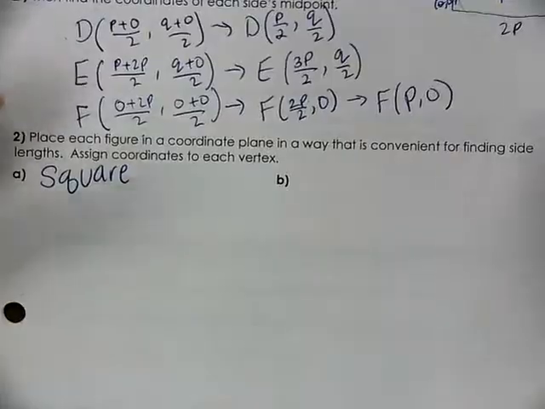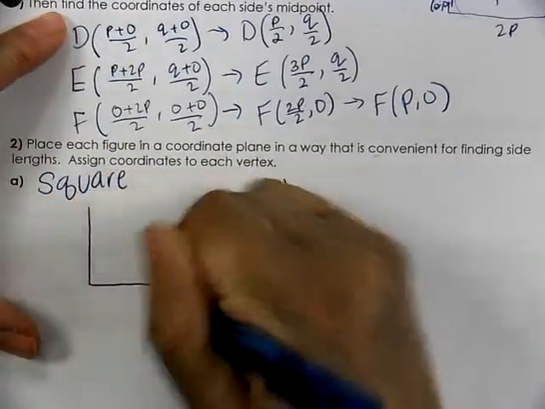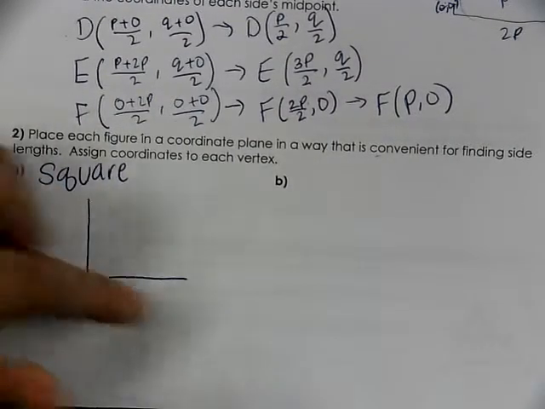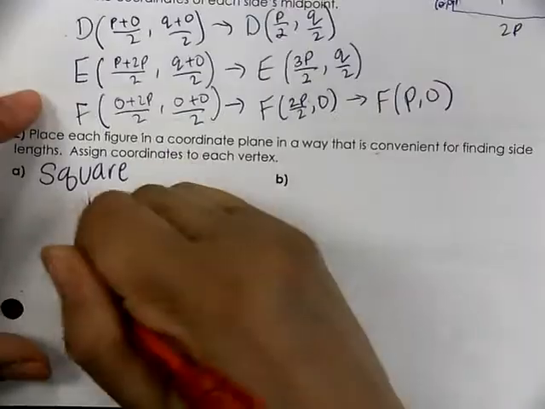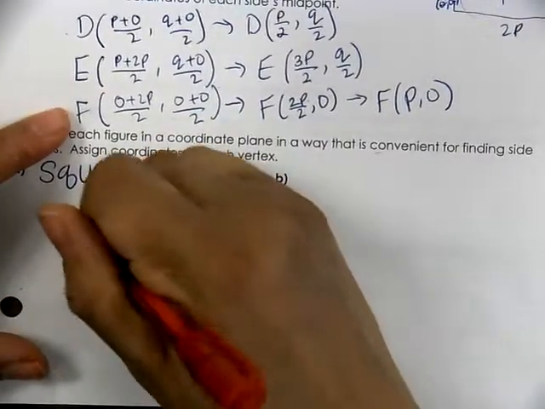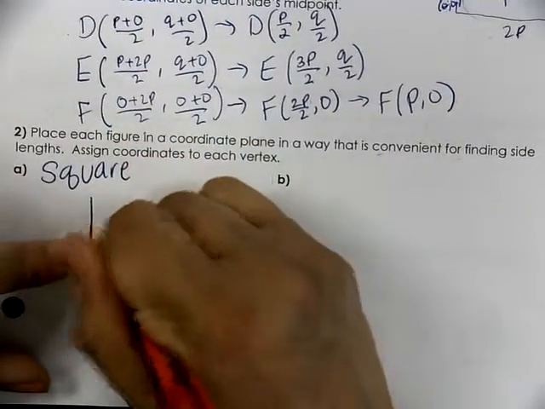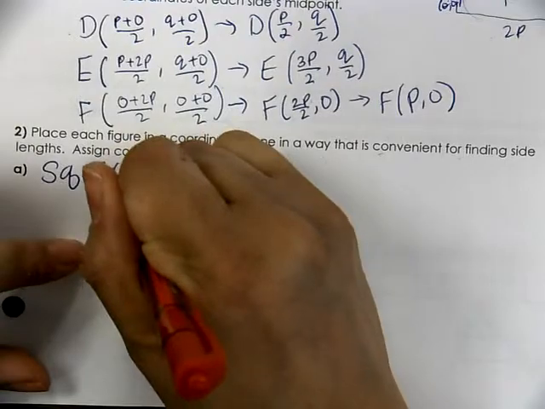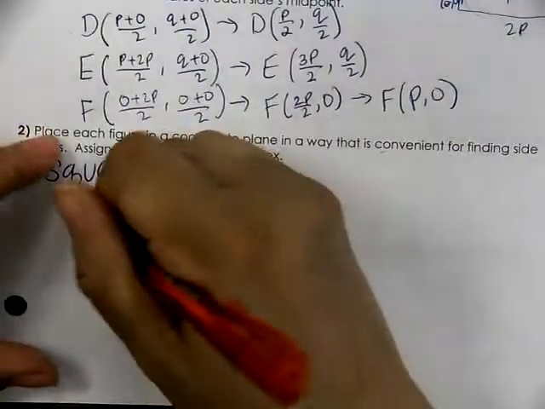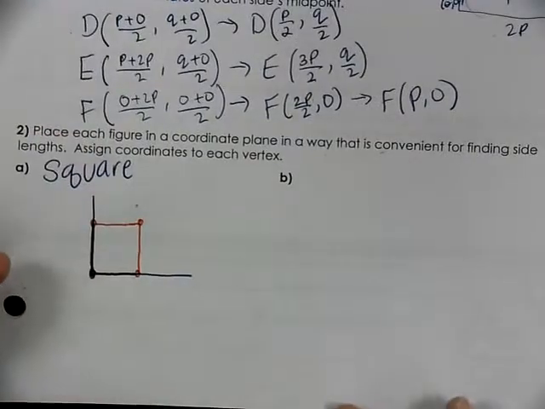When it says place each figure in a coordinate plane in a way that's convenient for finding side lengths, always try to use the origin for one of the vertices, and try to use the axes to help too. For a square, we know we have 4 right angles, so we have two sets of horizontal and vertical lines. I can use this vertical line with this horizontal line, and the top has to be parallel to the bottom base, at the same distance. So there's a vertex there, here, and here. You're just making a square with 4 right angles.